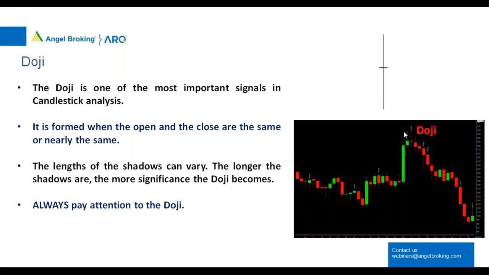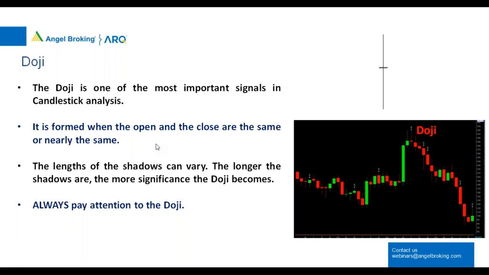So this is one of the most important signals in candlestick analysis. It is formed when the open and the close are the same or nearly the same. The lengths of the shadow can vary. The longer the shadows are, the more significant the doji becomes. So always pay attention to the doji. Now if you look at this particular chart, this is a monthly chart. Earlier, I was showing you the previous example, which was more or less a daily chart. Now this is a monthly chart, and you see that on a monthly chart there is a doji formation.